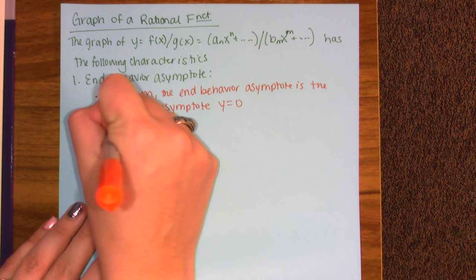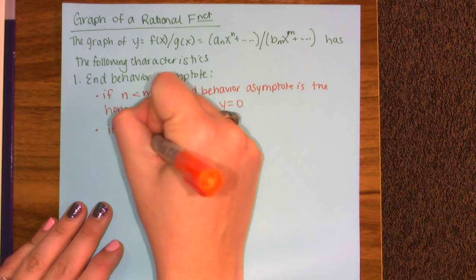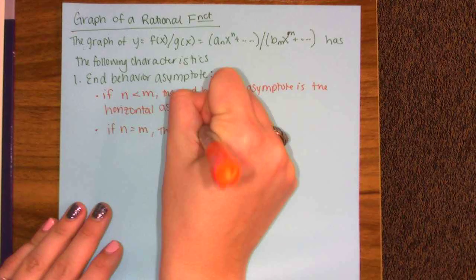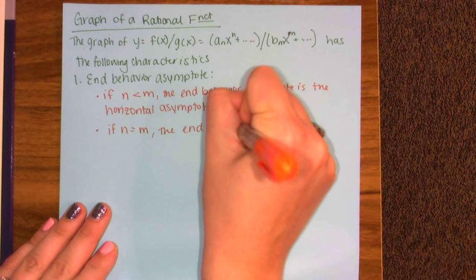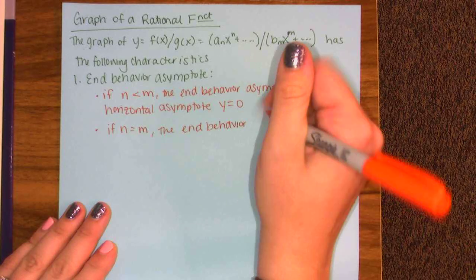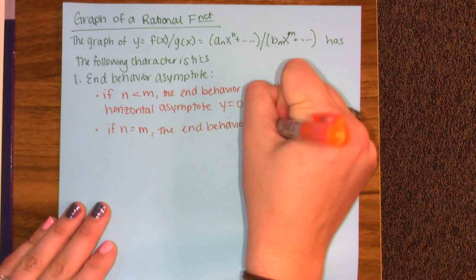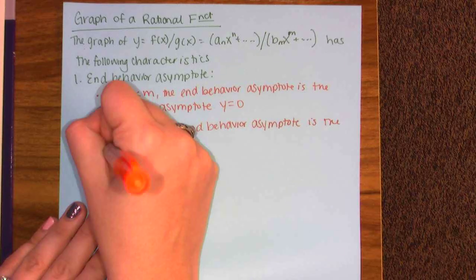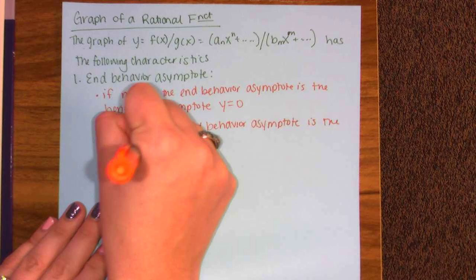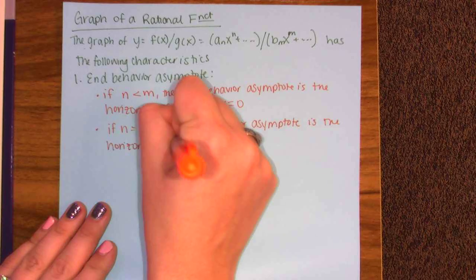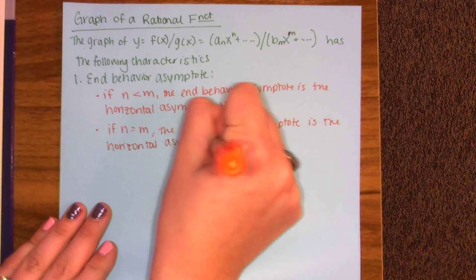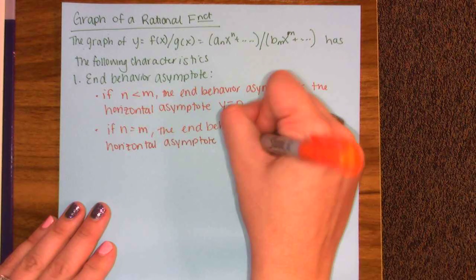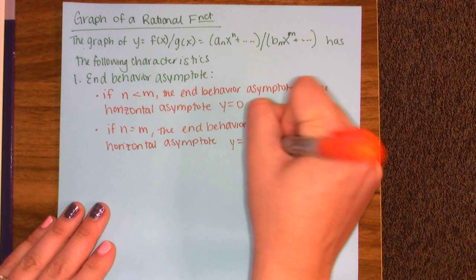If n is equal to m, the end behavior asymptote is the horizontal asymptote y is equal to a sub n divided by b sub m.